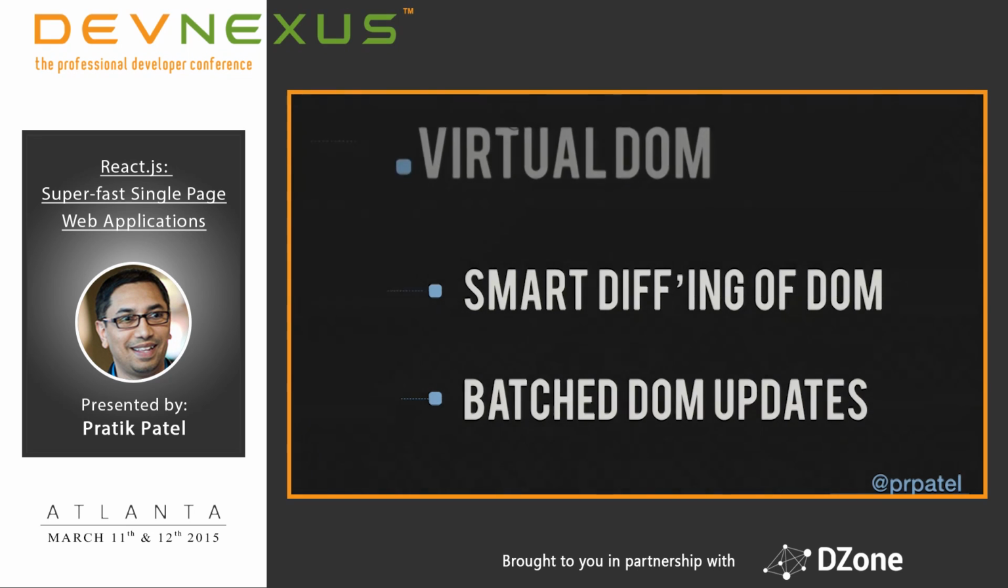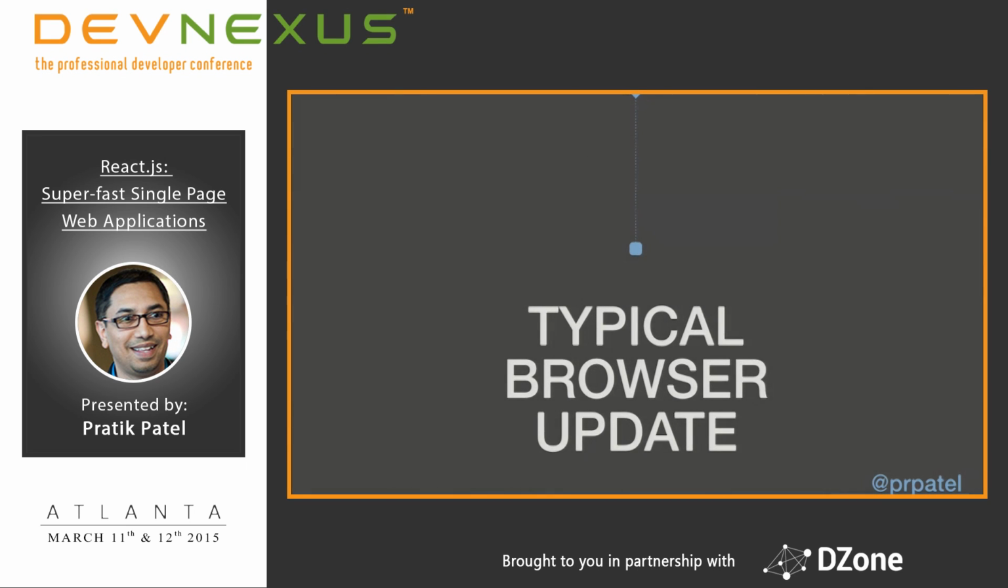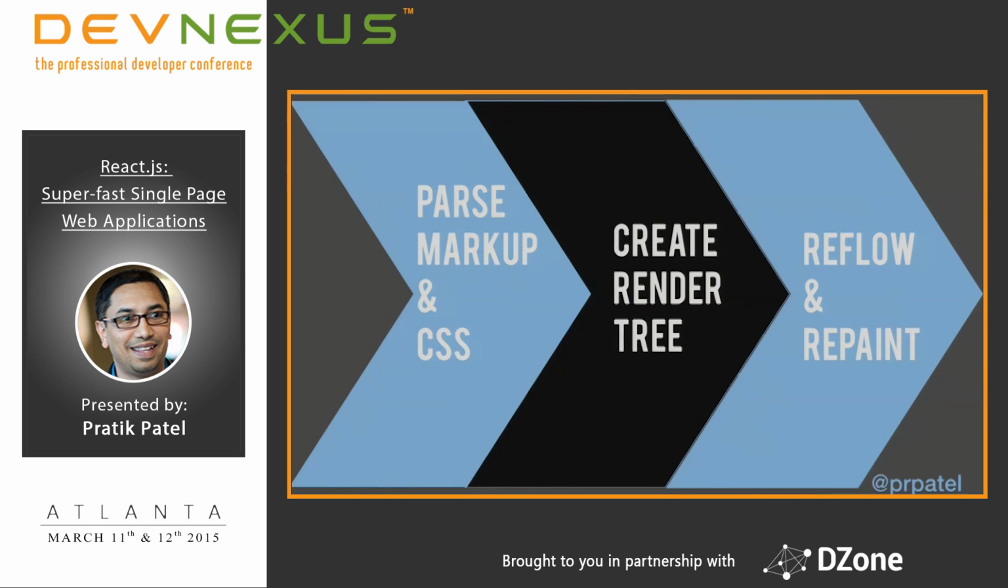Okay? So when we think about the typical web browser update, there are a few things that happen in terms of when you make a change, how does it actually go from the change that you're making to being shown to the user in the web browser window. So 3 basic steps. I'll simplify this a little bit, but there are 3 basic steps here. The web browser has to parse the markup and the CSS. It has to create a render tree based on the changes that you're making or whatever you're trying to show in your HTML, CSS, etc. And then it has to do a reflow and repaint, right?